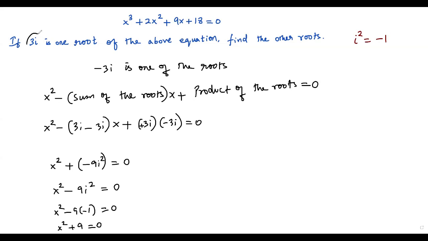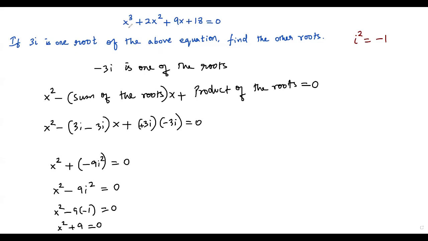So using these 2 roots, positive 3i and negative 3i, I got a quadratic equation, x squared plus 9 equals 0. Since 3i and negative 3i are the 2 roots of the given cubic equation, the quadratic expression we have over here, x squared plus 9, must be one of the factors of the polynomial on the left side of the given equation. So using x squared plus 9 as one of the factors, we should try to factor this polynomial so that we can easily solve it.